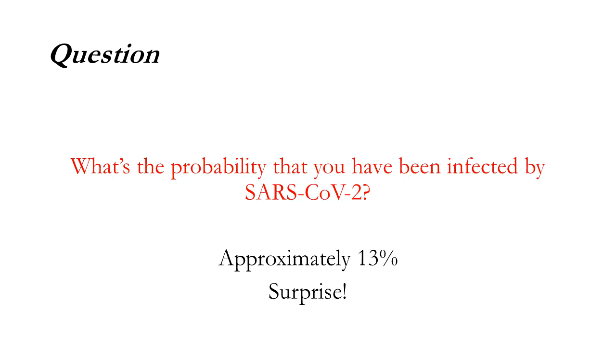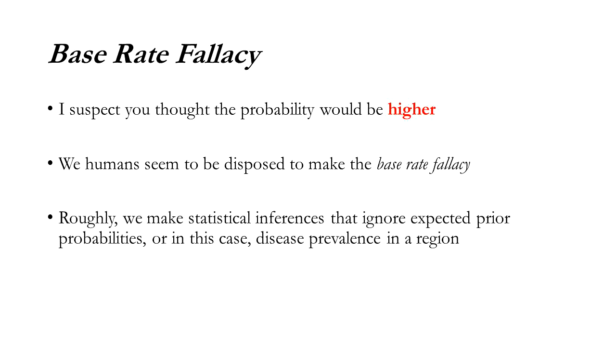I bet you're surprised. Only 13%, even though you have a positive test. I suspect you thought it would be quite a bit higher. Well, humans seem to be disposed to make this sort of base rate fallacy. That is to say, we make a statistical inference that ignores the expected prior probability, or in this case, the disease prevalence in a region.